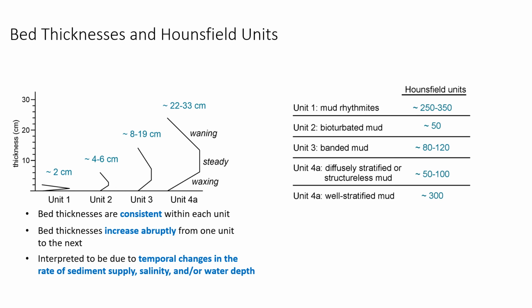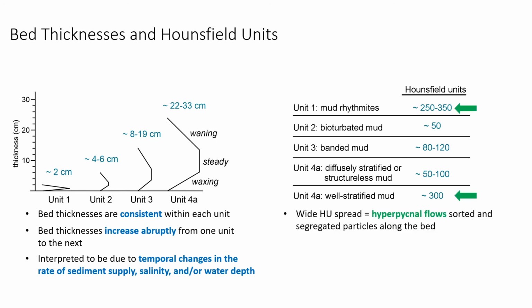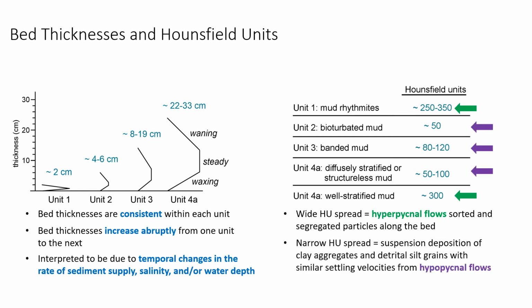And what we also see is that the range of HU is quite similar between units. Unit 1 and part of Unit 4A, in which the beds are well stratified, exhibit a wide HU range, a difference between the maximum and minimum value. And this is interpreted to be due to the physical transport process. The wide HU spread is due to hyperpycnal flows that sorted and segregated particles along the bed, whereas the more narrow HU spread is interpreted as deposition from hypopycnal flows, where sediment was settling through the water column from suspension.